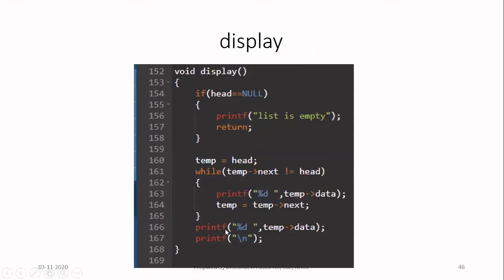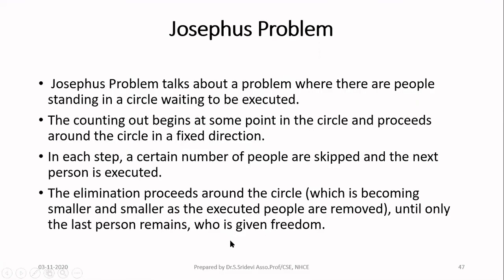So you write the step for that. I am displaying the data of the temporary node, because I have not displayed it in the while loop. At that point of time, I came outside the loop. So I have to write the statement for displaying that node also. With this, the display function is over. I have not written the main function. It is the same as the previous functions only.